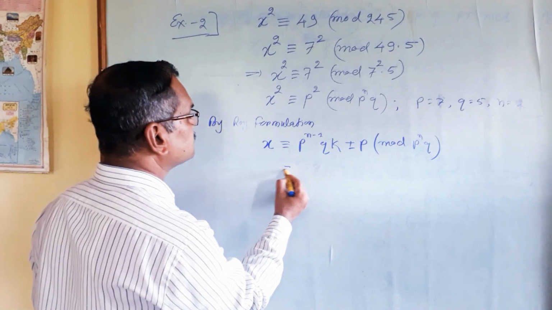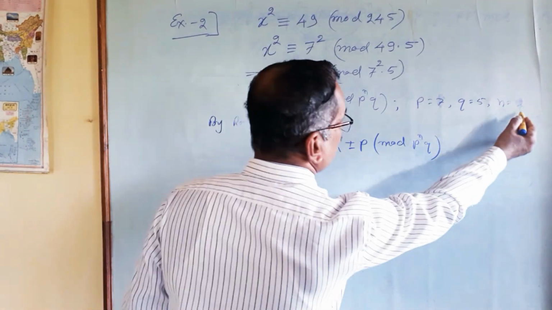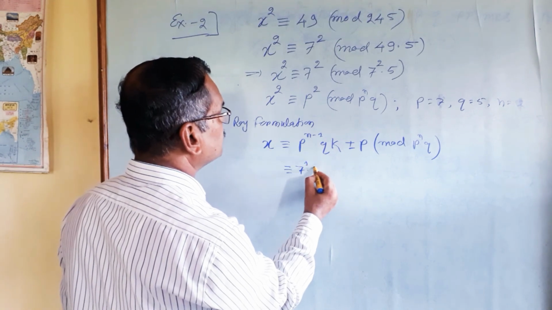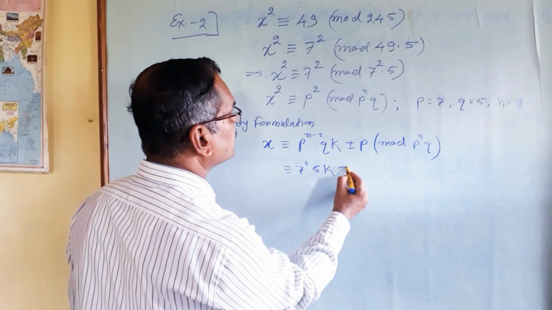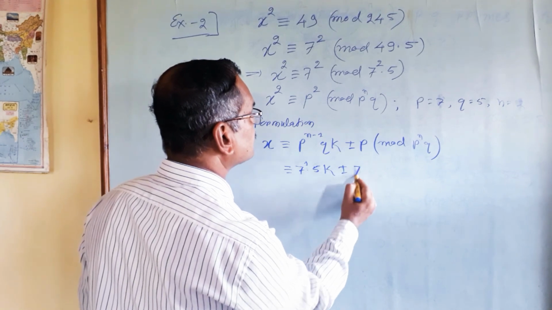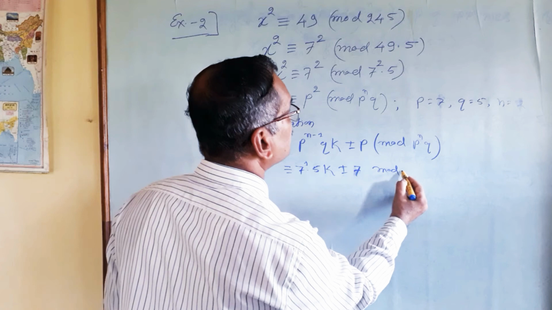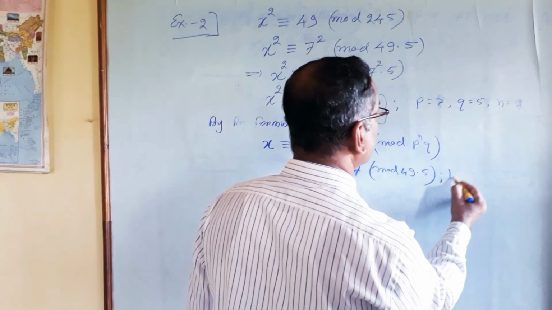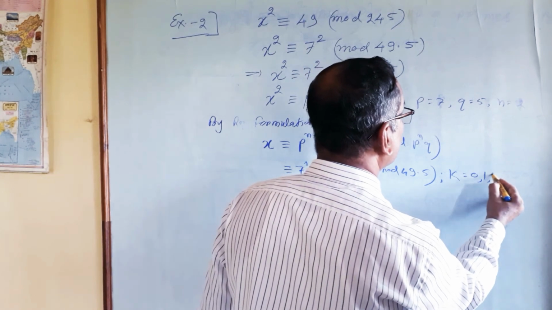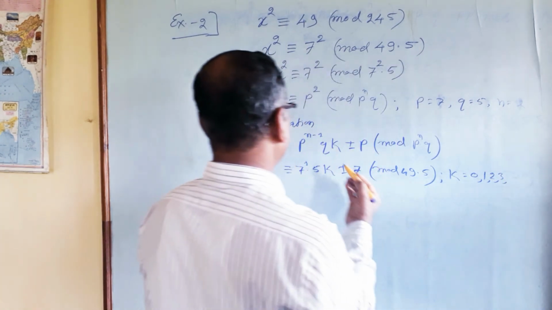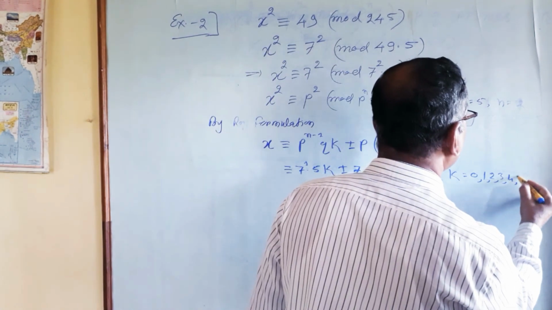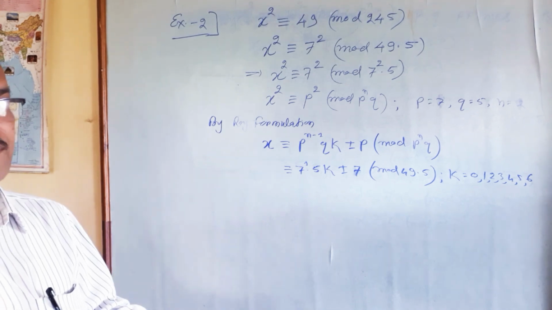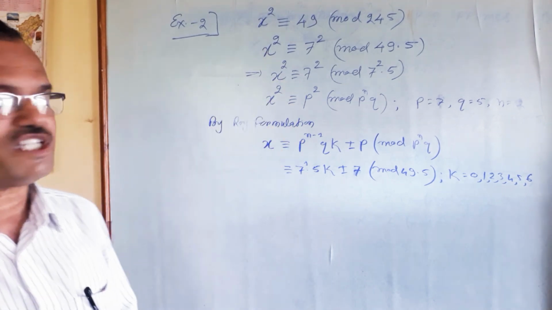So what we get? p power n minus 1, or n is 2, p is equal to our 7. It will be 7 power 1 into q is equal to 5 k plus minus 7 mod 49 into 5. Here our values of k will be from 0, 1, 2, 3, 4, 5 and 6. These are the 7 values of k. It's double, that means 14. That this congruence has 14 solutions.